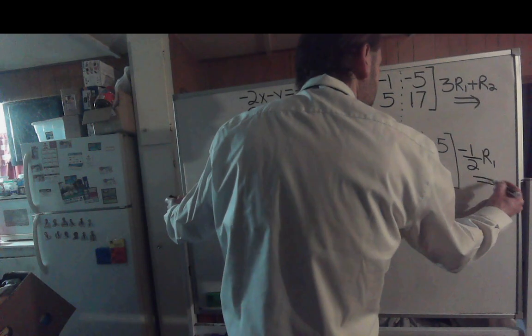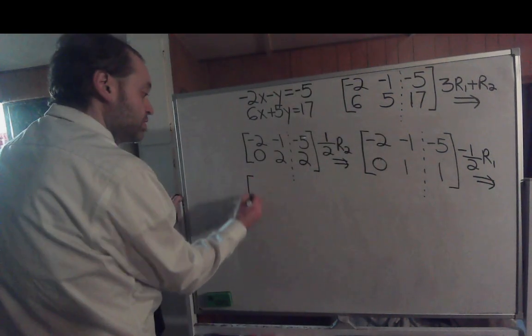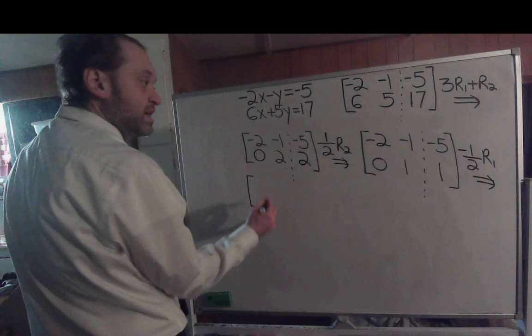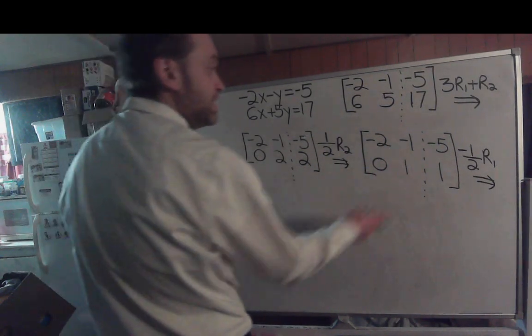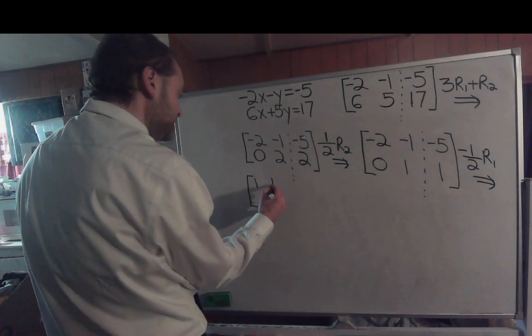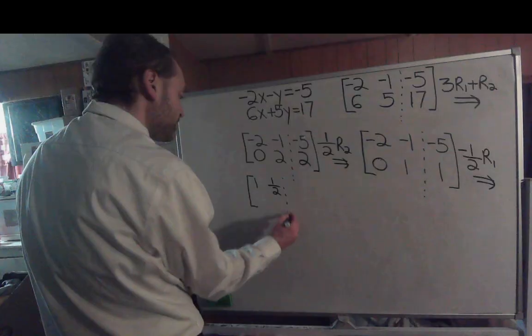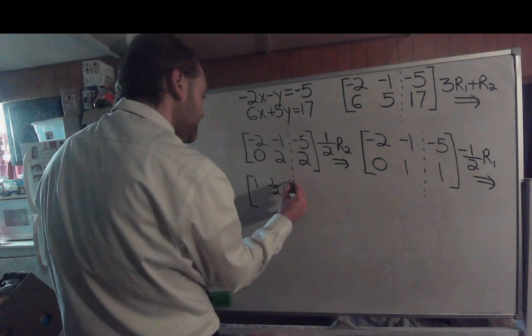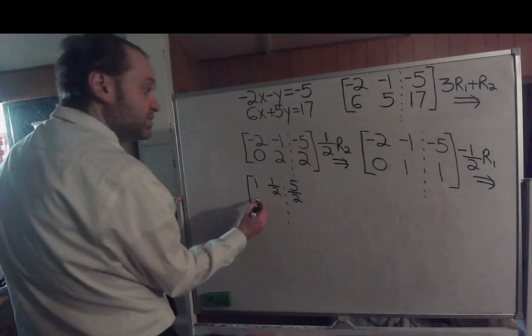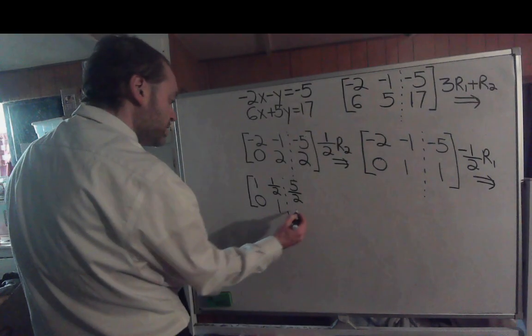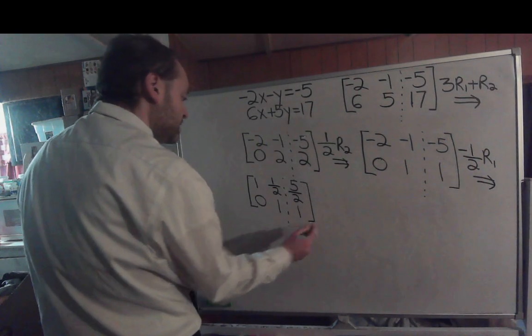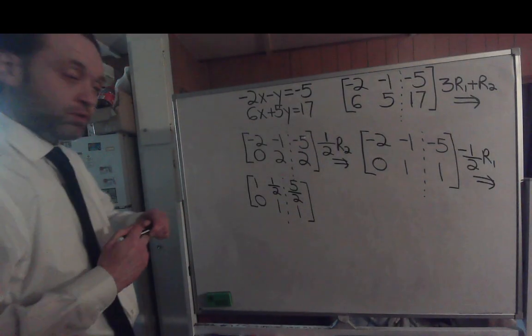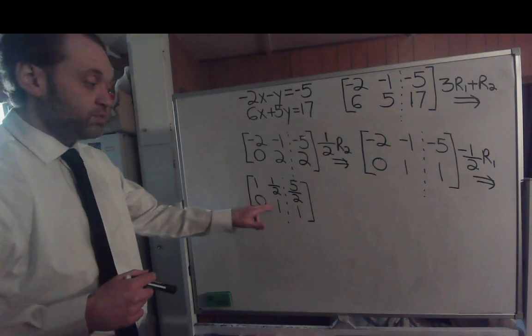So this time you're going to take negative 1/2 of row 1, and then you should get a leading 1 in the first row. So negative 1/2 of negative 2 is positive 1. Negative 1/2 of negative 1 would be positive 1/2. And then negative 1/2 of negative 5 would be positive 5/2. And then you still have your second row of 0, 1, 1. Now we have this in row echelon form because the leading digit in each of these rows is 1.